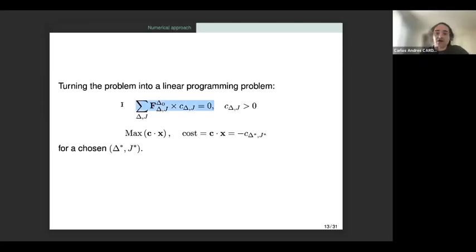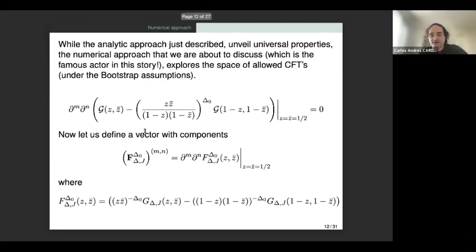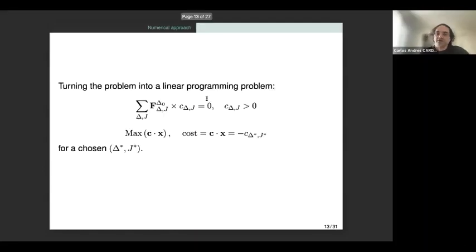These constraints are underdetermined, meaning there are fewer constraints than variables. You have an infinite number of variables, which are these coefficients, but only a finite number of constraints, which is how many derivatives you choose to put here. That means if you try to solve this by Gauss, you will have an infinite number of solutions. But linear programming is something more than that.